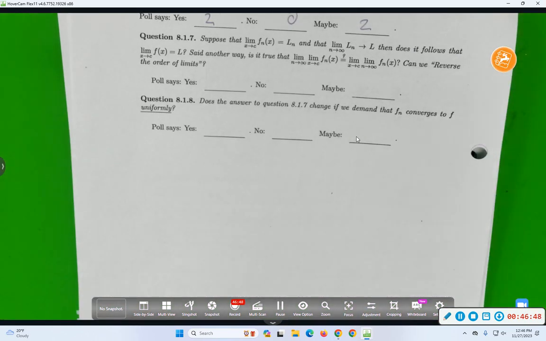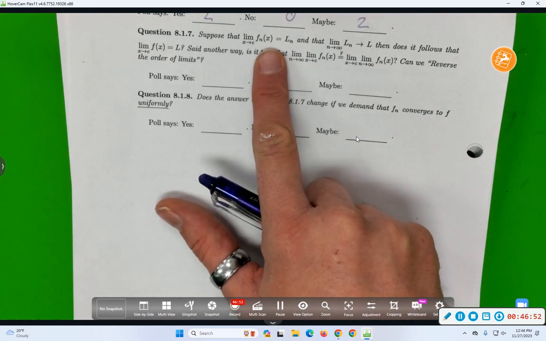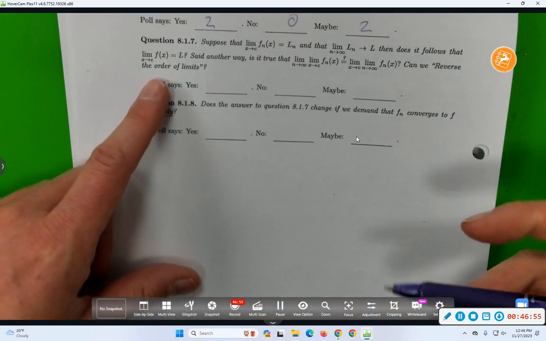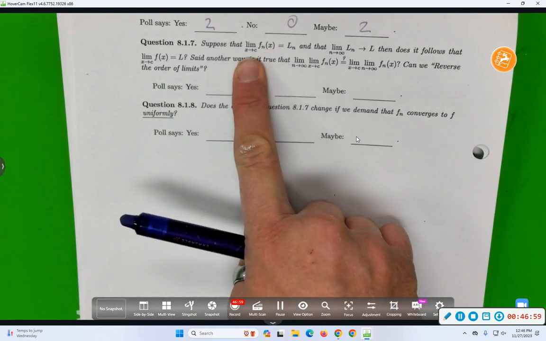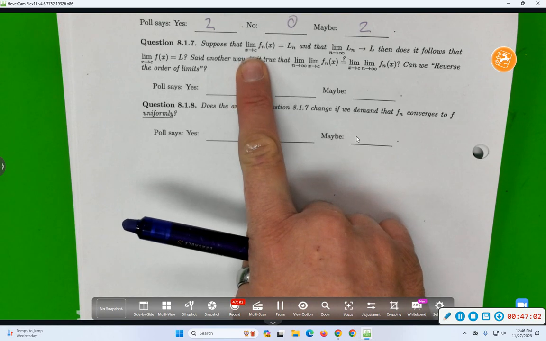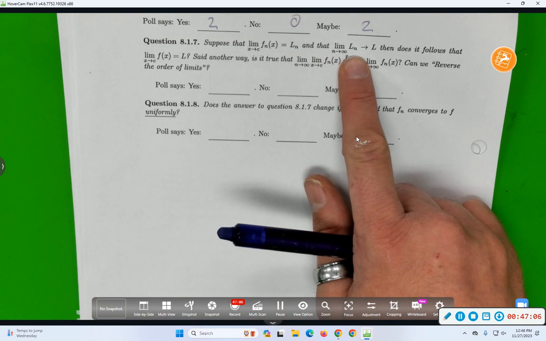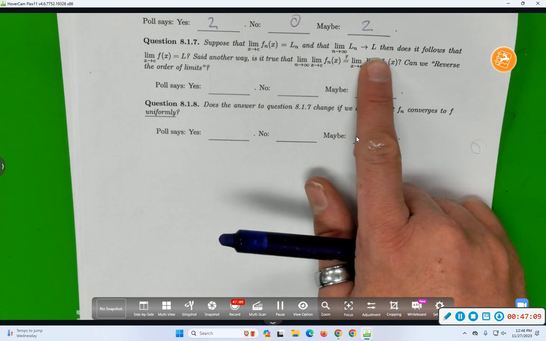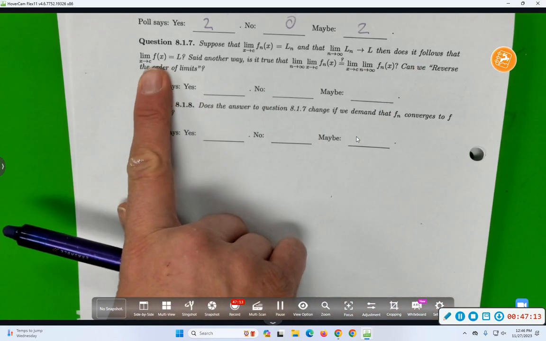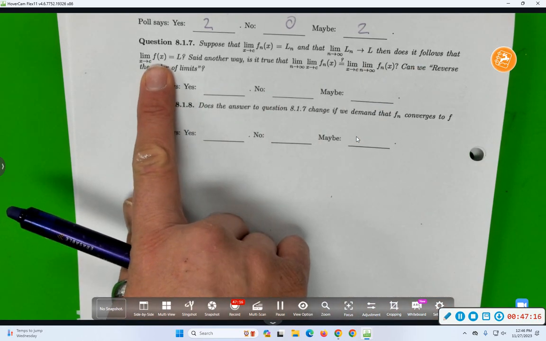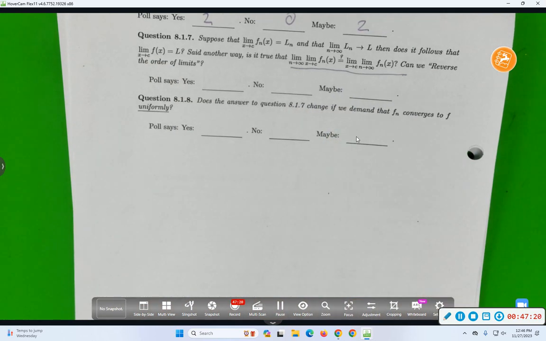Limits. Let's suppose the following. Suppose that you have a sequence of functions, f sub n of x, such that for each n, the limit as x approaches c of f sub n of x is equal to L sub n. Let's suppose also that the limit as n goes to infinity of L sub n is L. Then does it follow that the limit as x approaches c of the limiting function is L? Said another way, can you reverse the order of those limits?